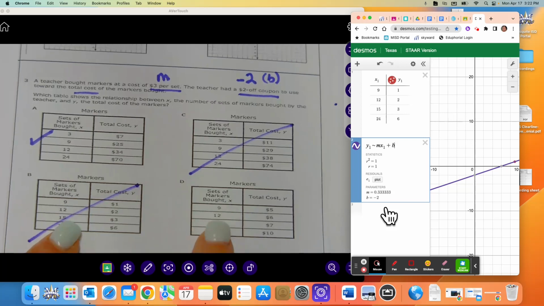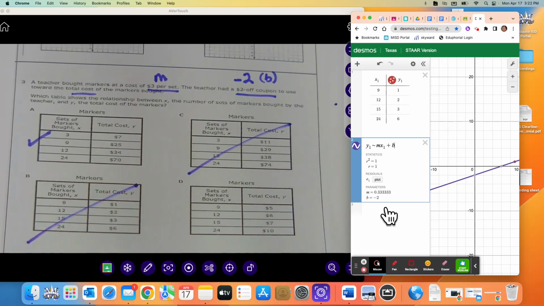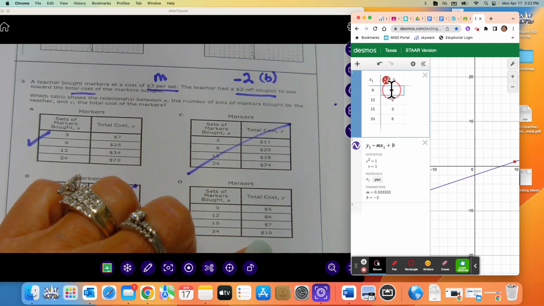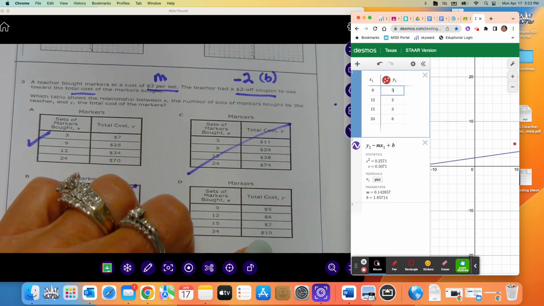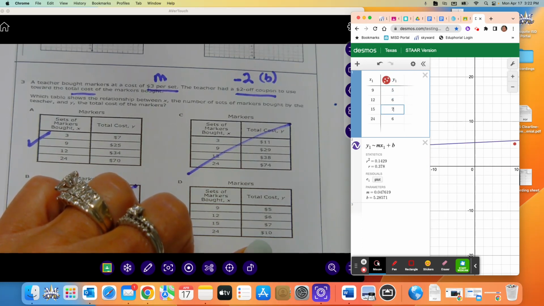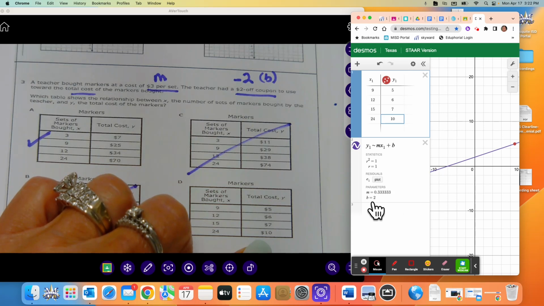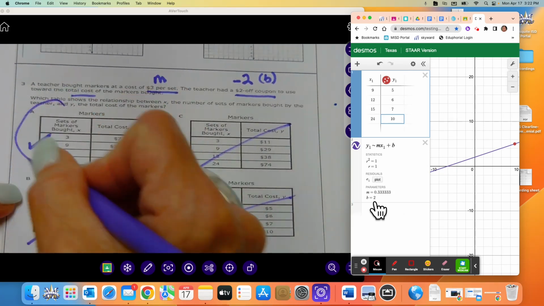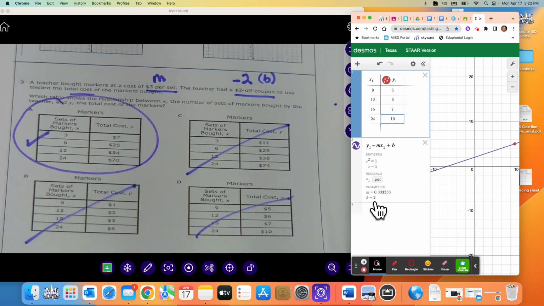Now, if you notice, my X values are the same, so I'm not going to retype those. I'm just going to retype my Y's. So I'm going to highlight this, and I'm going to put in 5, 6, 7, and 10. My M is the same thing, 0.33333. No, B is +2, so it's not this one. So the only one that works is letter A.